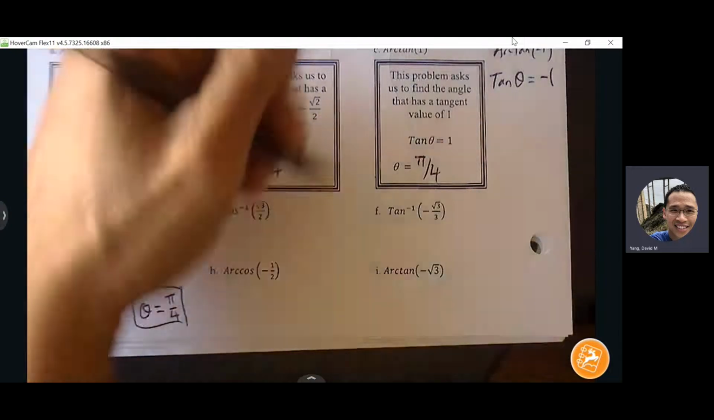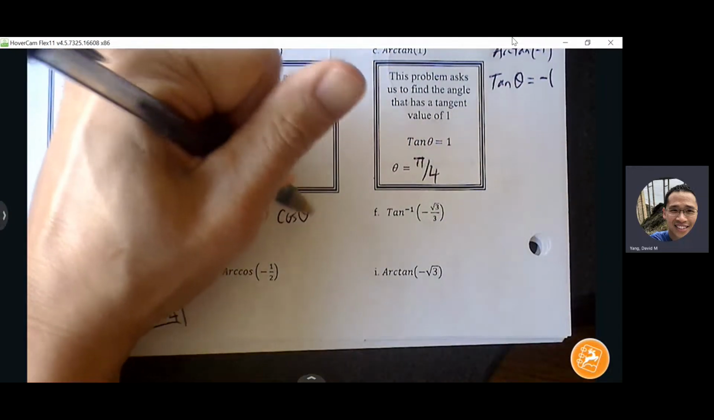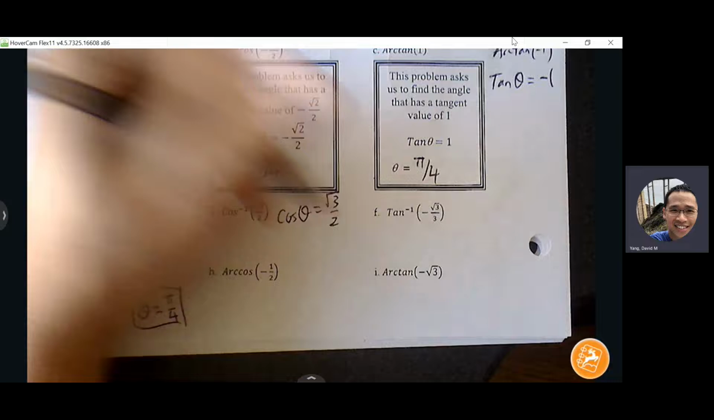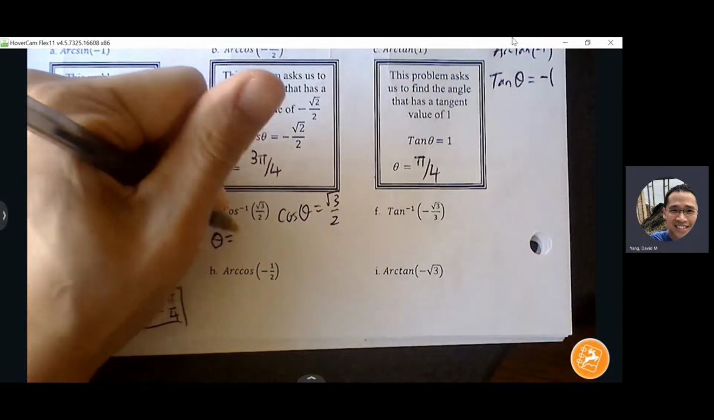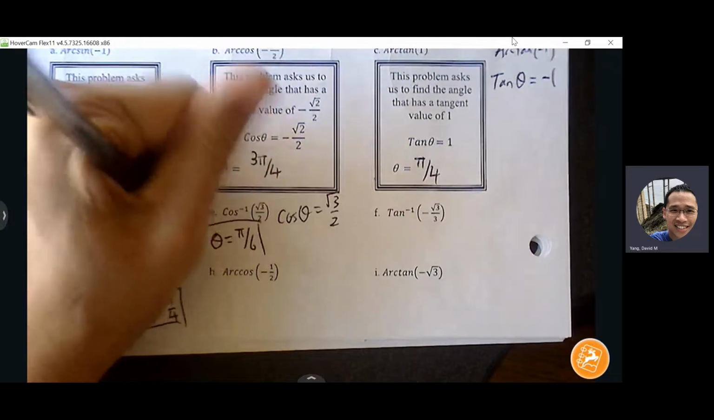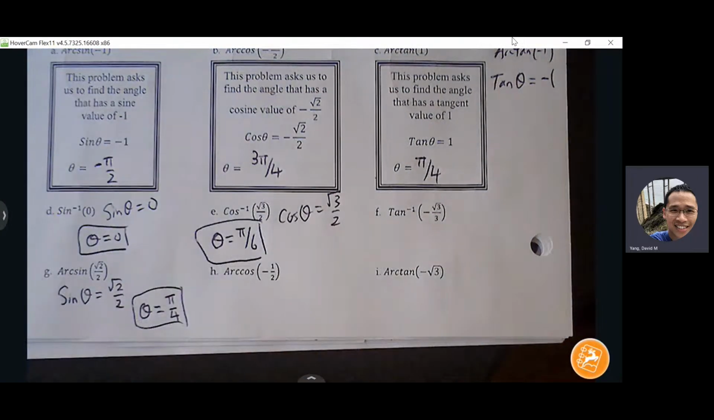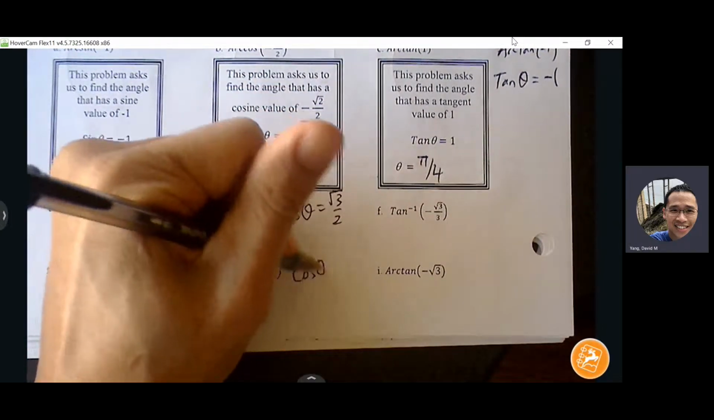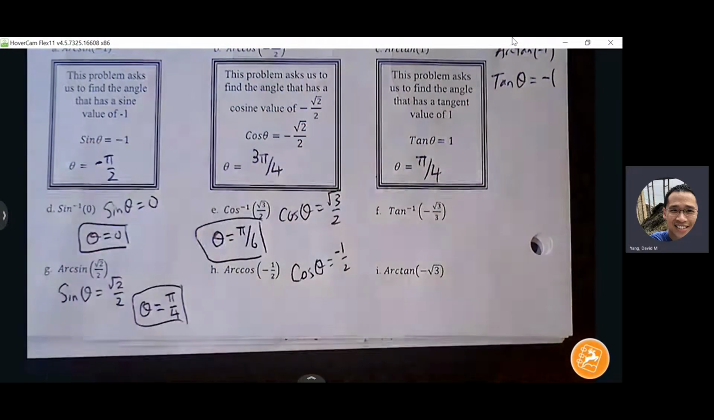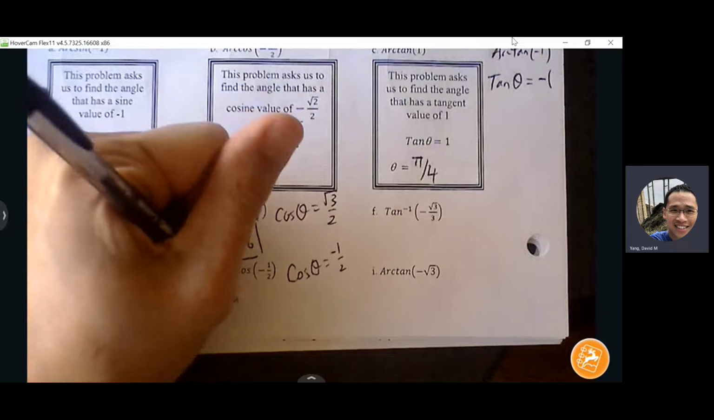Inverse cosine of root 3 over 2. In other words, where is cosine of theta equal to root 3 over 2? Pi over 6, right? So if you see a positive value, it's going to be easier. Everything will just be nice and easy, first quadrant. Okay. Where is cosine equal to negative 1/2? Now we have a negative. Where do we look? For cosine negative, we look in the second quadrant. So where is cosine equal to negative 1/2? 2 pi over 3.